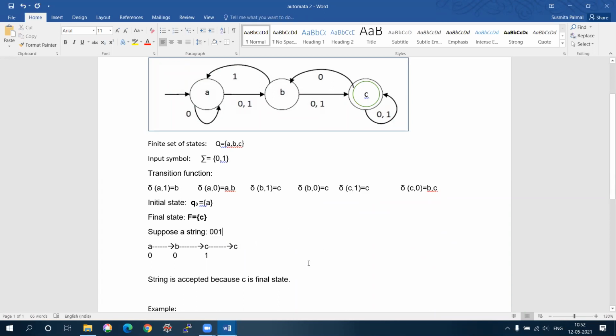Now we have to decide whether our string is accepted or not. After using the whole string, if we reach a final state, that is an accepting state, then the string is accepted. But if using the input string we cannot reach any of the final states, then the string is not accepted. Okay, the string is accepted because C is a final state. Right?